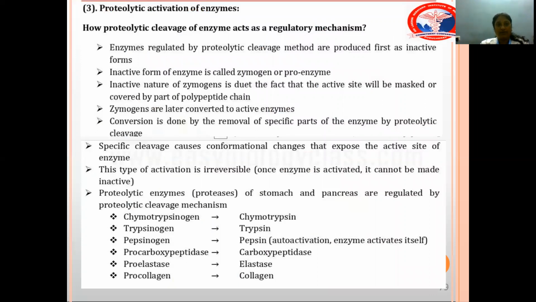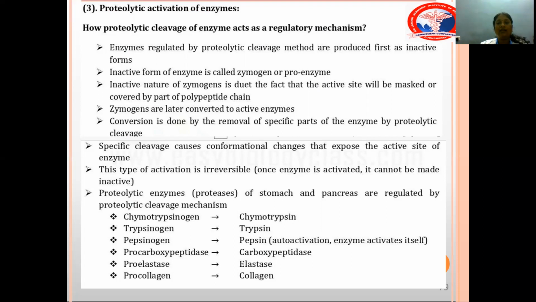Proteolytic activation of enzymes. How does proteolytic cleavage of an enzyme act as a regulatory mechanism? Enzymes regulated by proteolytic cleavage are first produced at their site of synthesis as zymogens, or inactive forms. This is because the active site, where the substrate would come and bind and favor the reaction, is masked or covered by a part of the polypeptide chain.